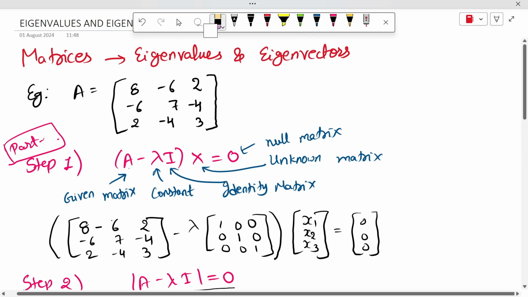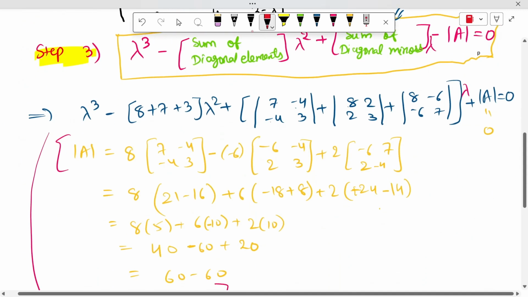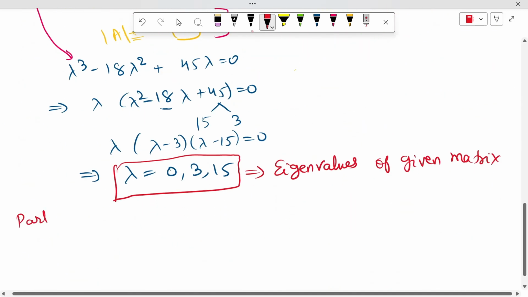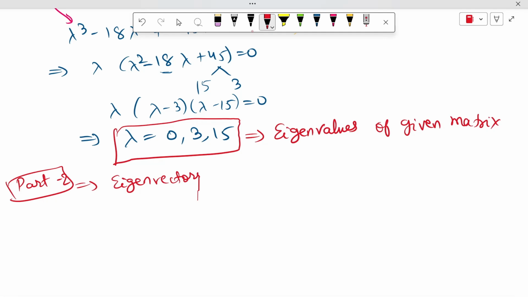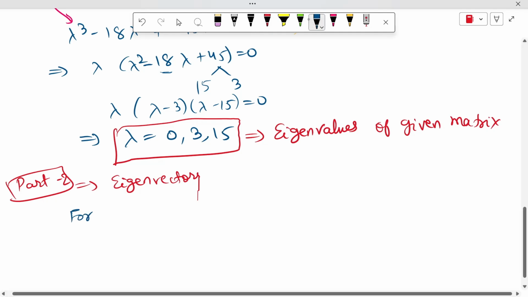Now part 2. In part 2 we will find eigenvectors. So what are eigenvectors? Let's take a particular value, lambda is equal to 3. For lambda is equal to 3, let's find the eigenvector. In a similar way you can find eigenvectors for 0 and 15 also.